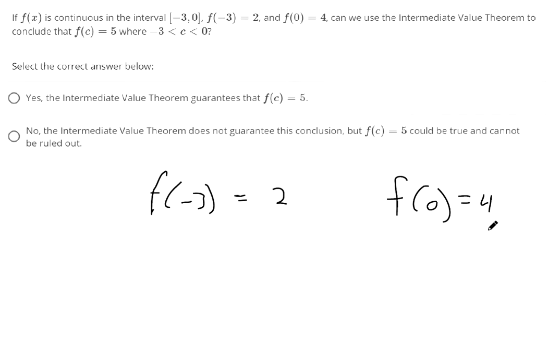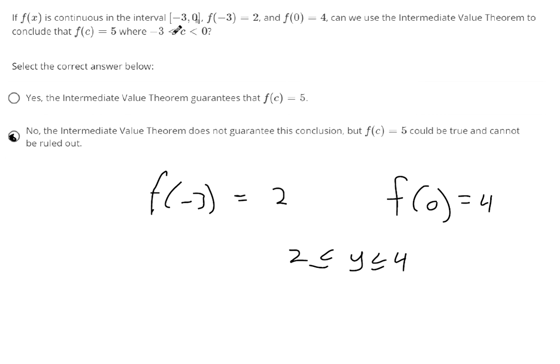But the intermediate value theorem can't guarantee that there's going to be anything bigger than that. Look, we know our range of y values is somewhere between 2 and 4. But that's all we can say. We can't say that it's going to reach 5. So no, the intermediate value theorem does not guarantee this conclusion. It could be true, it cannot be ruled out.